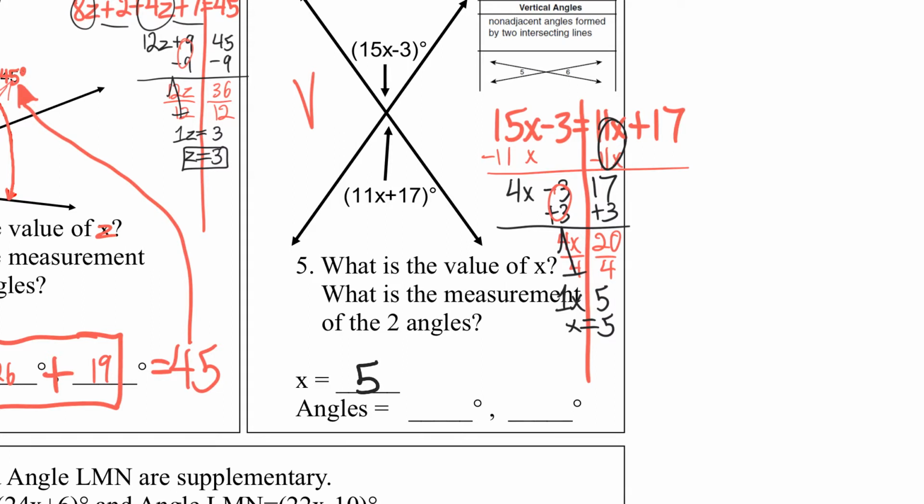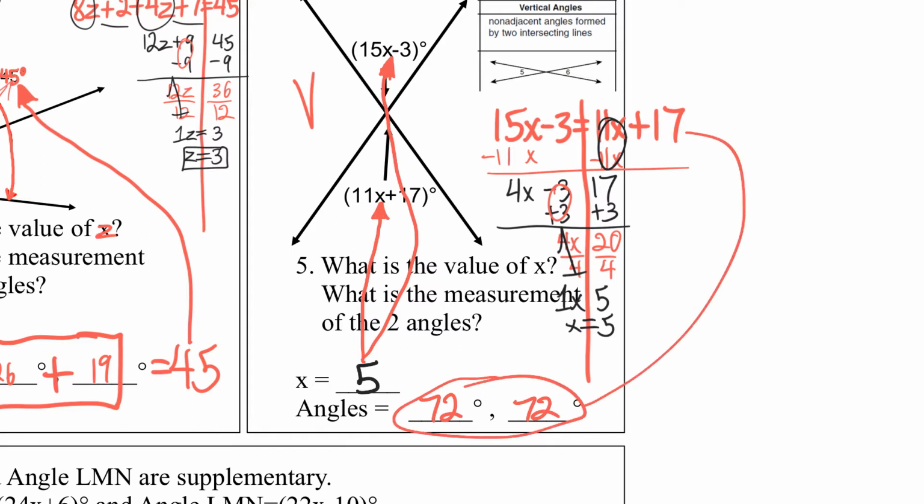All right, now to find the angles, you take this 5 and plug it in. So 11 times 5 is 55, and 55 plus 17 would be 72. Is that right? And then if I take 5 and plug it up here, 5 times 15 is 75, and 75 minus 3, 72. These better be equal. That's how we set it up right up here. And that's the truth.